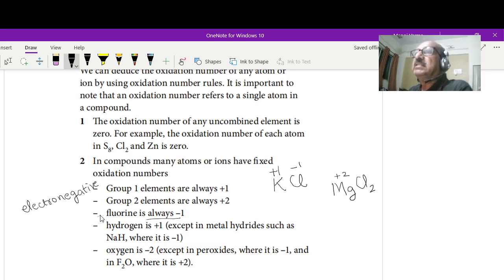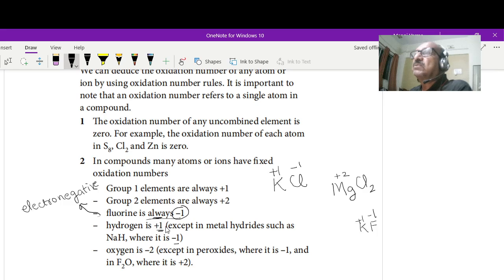Fluorine is the most electronegative element in the periodic table, and it can accept one electron, so its oxidation number is always -1. It cannot be anything else. For example, in KF, K is +1 and fluorine is -1. Now, hydrogen can have two oxidation numbers, either +1 or -1.